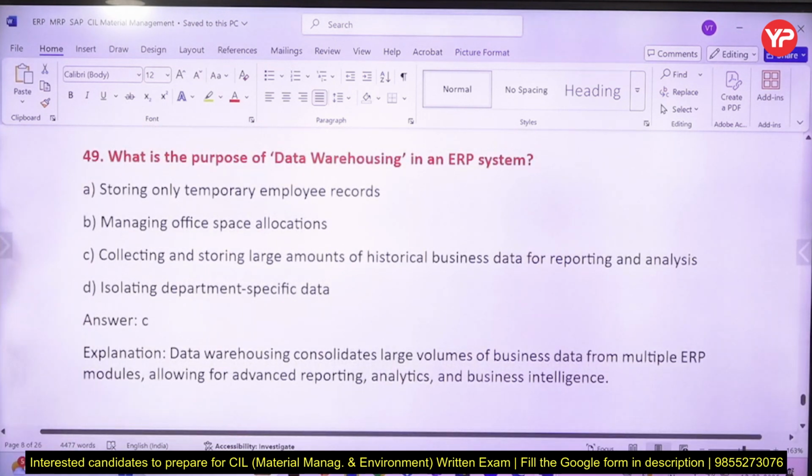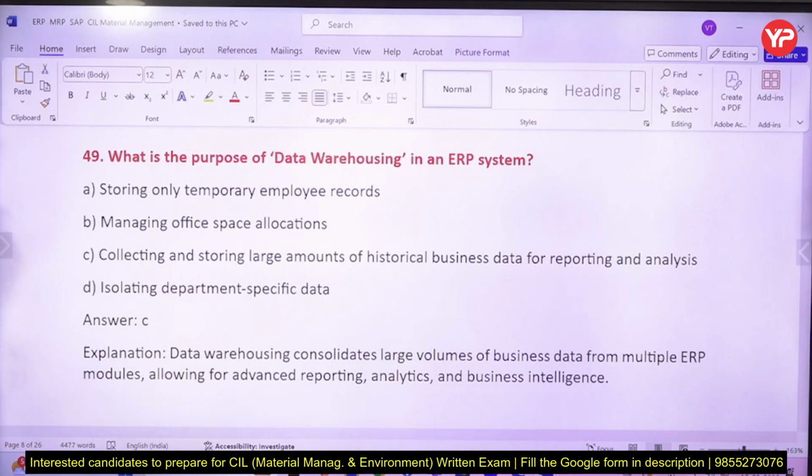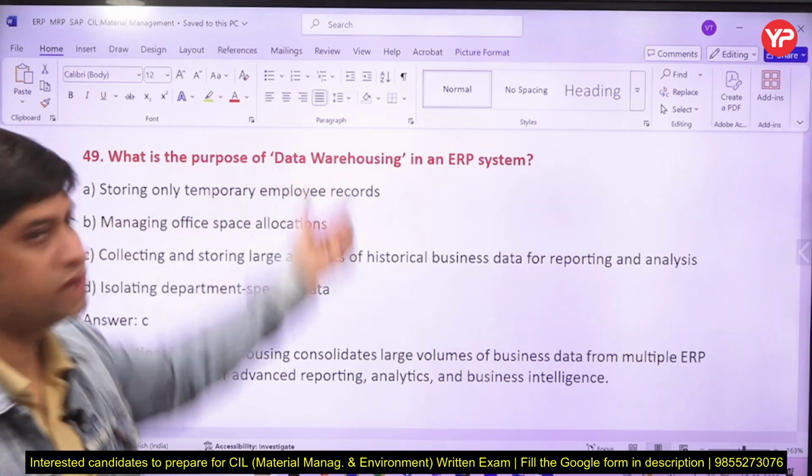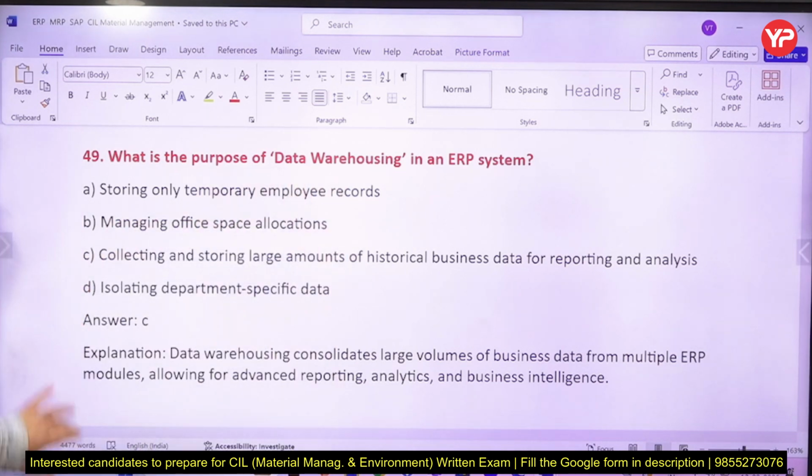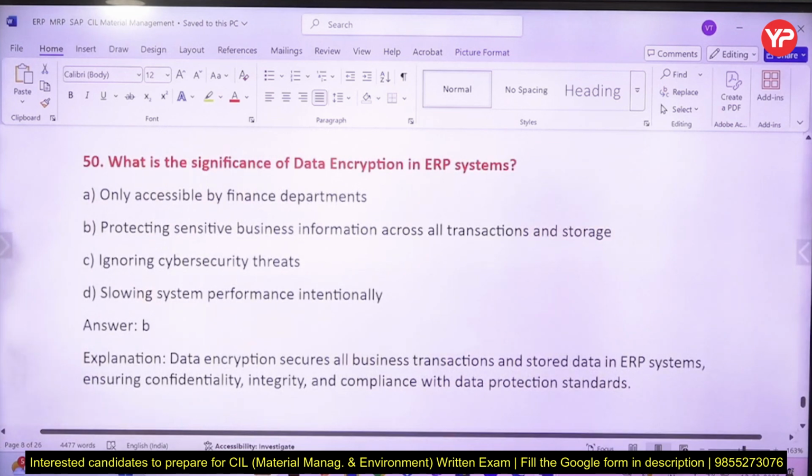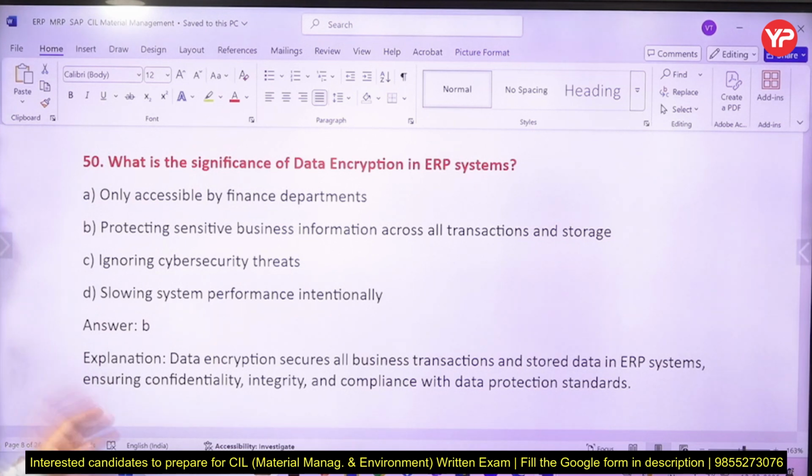What is the purpose of data warehousing in ERP? Large amount of historical business data for reporting and analysis. Past data also, data warehousing. You know what is warehouse? Where you store something. So data warehouse is where you store the data. What is the significance of data encryption in ERP? Encryption means protecting sensitive business information across all transactions and storage.